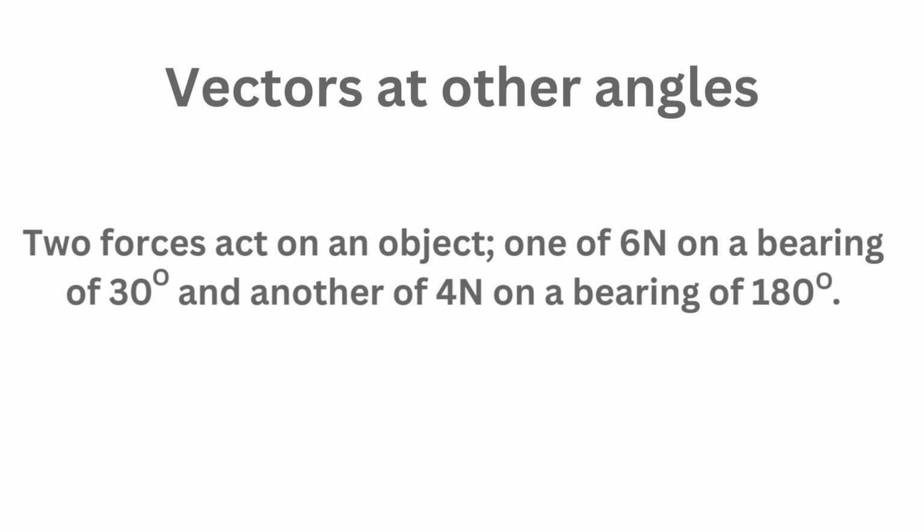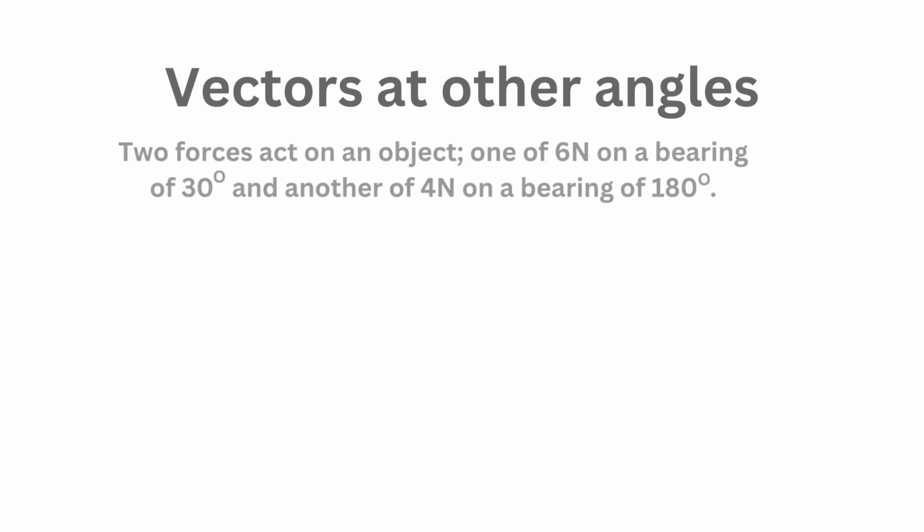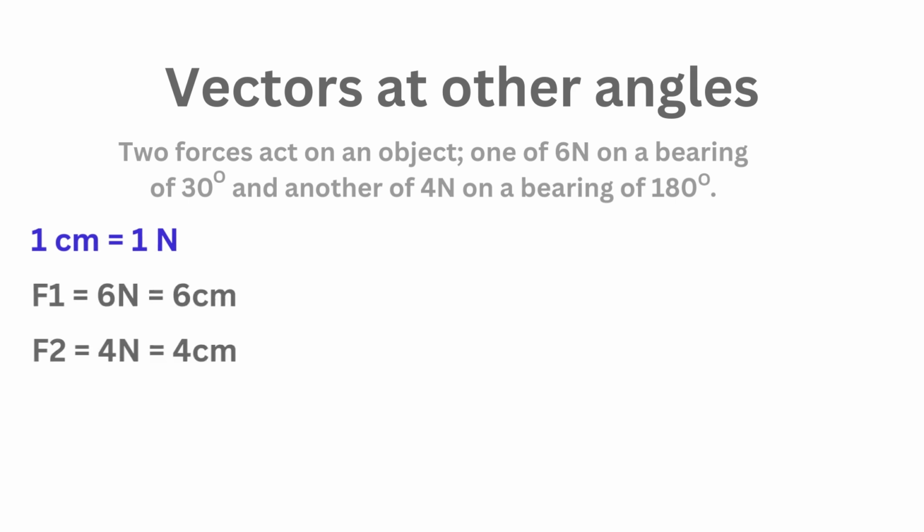Two forces act on an object, one of 6 Newton on a bearing of 30 degrees and another of 4 Newton on a bearing of 180 degrees. The first thing we need to do is choose a scale to represent our forces. Since we have 6 Newton and 4 Newton forces, we'll use a scale of 1 centimeter equals 1 Newton. This means we'll draw the first vector as 6 centimeters long and the second as 4 centimeters long.